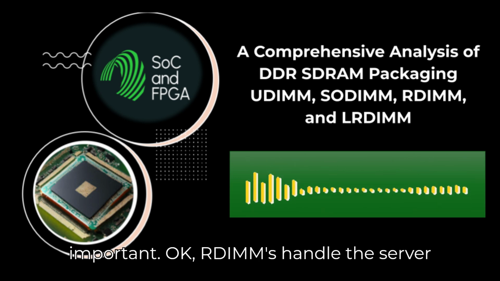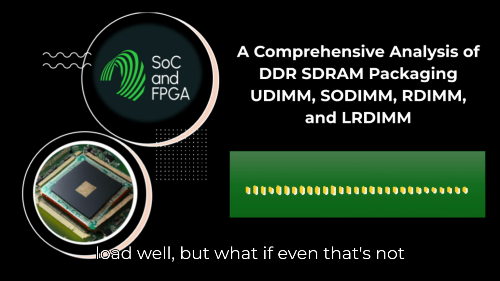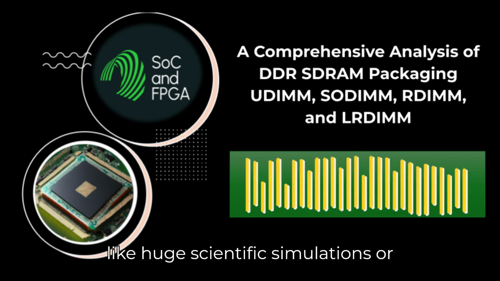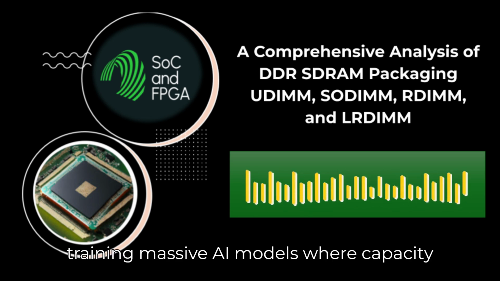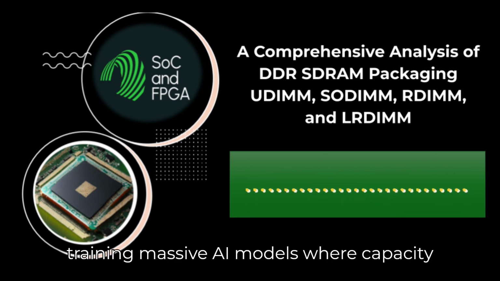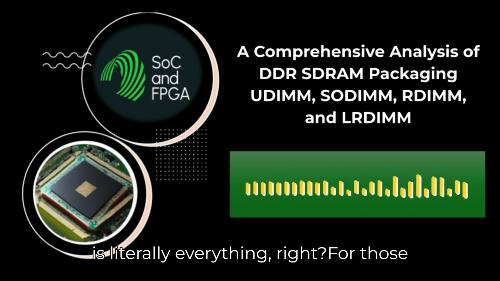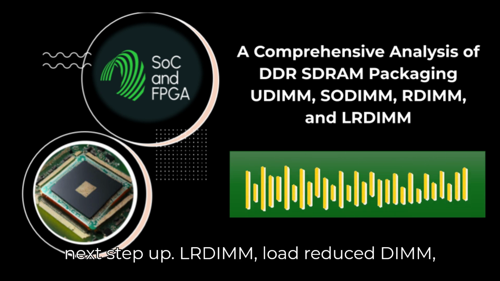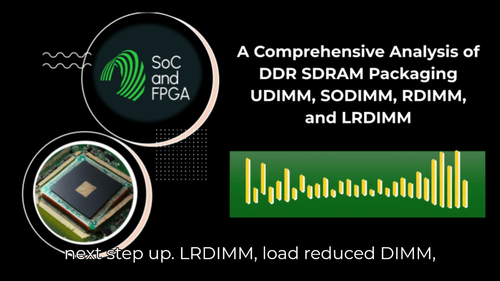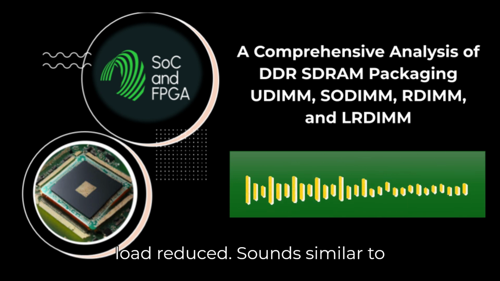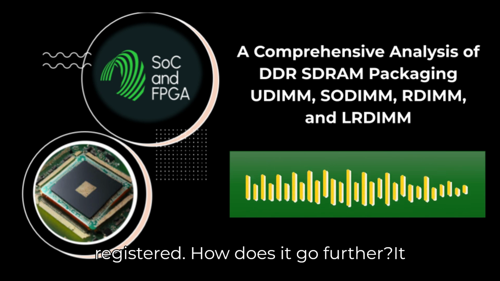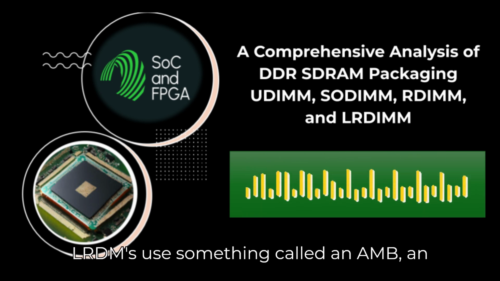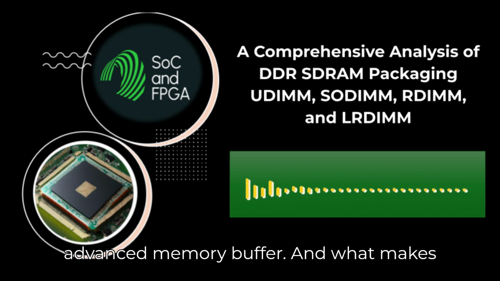Okay, RDIMMs handle the server load well, but what if even that's not enough? What about those extreme cases, like huge scientific simulations or training massive AI models where capacity is literally everything? Right, for those really demanding jobs, like high-performance computing, HPC, you need the next step up, LRDIMM, load-reduced DIMM. Load-reduced sounds similar to registered. How does it go further? It takes the buffering idea to another level. Instead of just a register chip, LRDIMMs use something called an AMB, an advanced memory buffer.